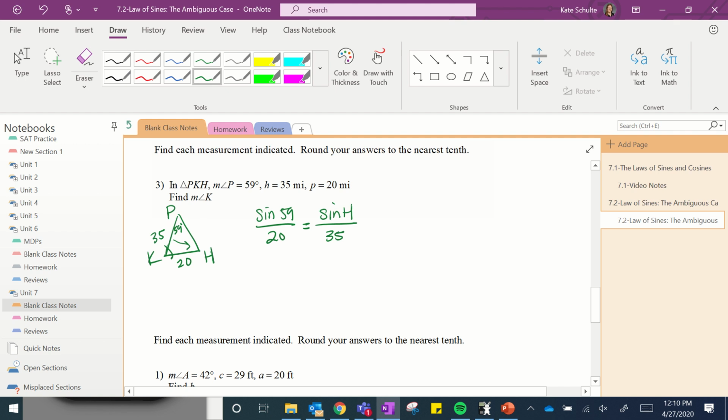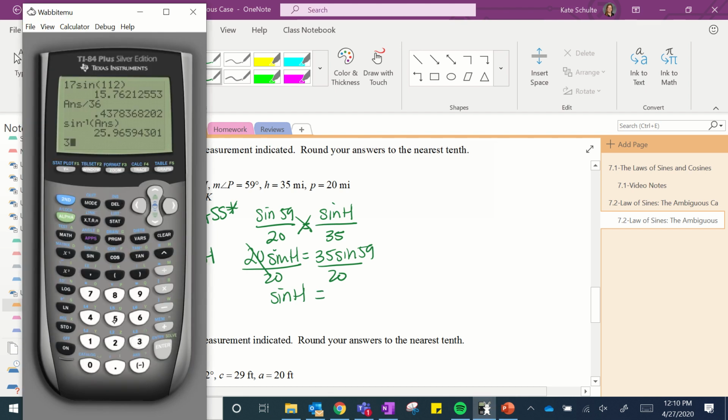Whoops, I should have checked for the case first. I have angle side side, the ambiguous case. Oh, okay, so I know I need to check for ambiguous here. All right. So I cross multiply to solve for angle H, because we have to get that one first before we can get angle K. Divide by 20. Okay, so I have 35 times sine of 59 divided by 20. All right, 1.5.